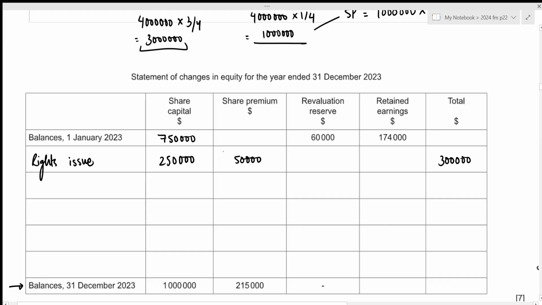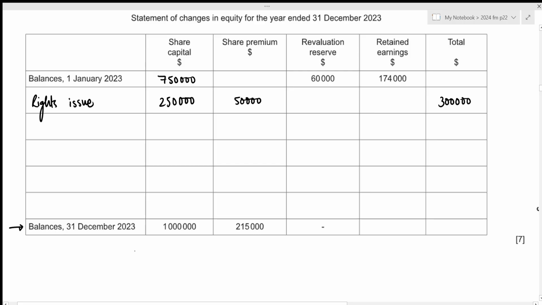Now, I don't think there will be any other transaction for share premium, so we can just calculate the opening balance by creating an equation here. That is, opening balance plus the 50,000 from our rights issue will result in the closing balance of 215,000. This means the opening balance is just going to be 215,000 minus 50,000, which gives us the value of 165,000. That's the opening balance.